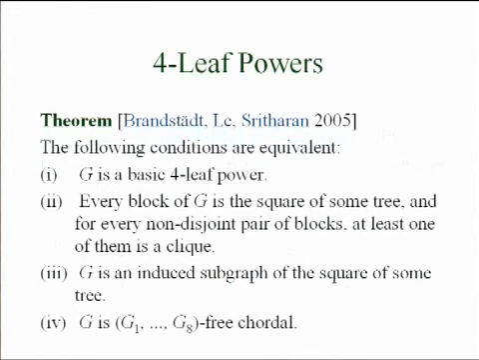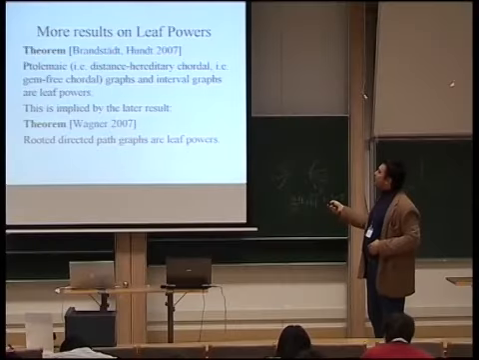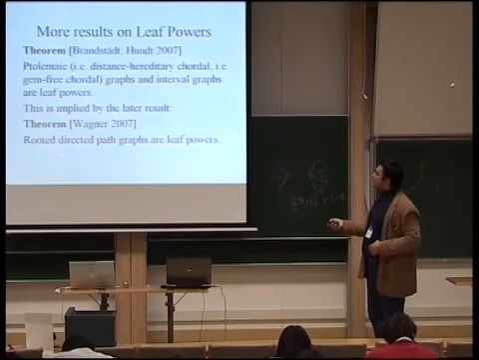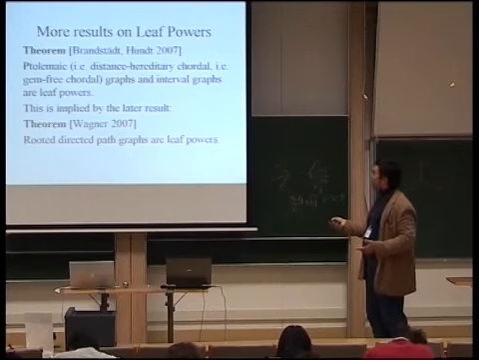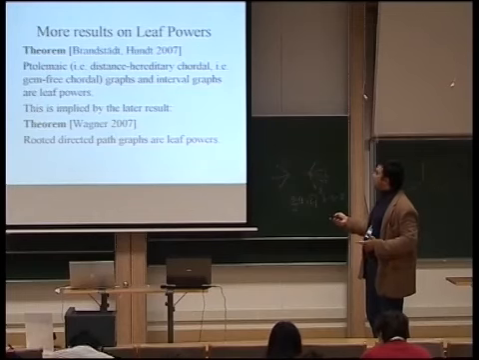So, okay, this is yet another theorem. I think I should press on a bit, because after all, I want to mention what k,l-leaf powers are. So, just some more results. Ptolemaic graphs is a known graph class in graph theory. Interval graphs is a widely studied graph class, and they turn out to be leaf powers, which is a result by Brandstädt and Hundt. Then this was improved because rooted directed path graphs is yet another class of chordal graphs, and they include the Ptolemaic and the interval graphs, and they're also leaf powers by a separate proof.